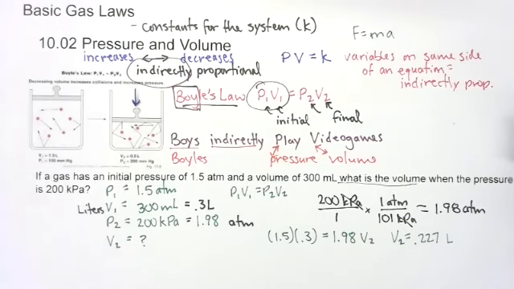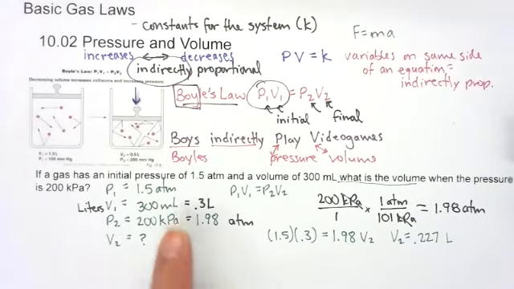So what are our takeaways? We hit our first gas law. We saw that variables on the same side of the equation are indirectly proportional, which means as one goes up, the other goes down. We talked about Boyle's law and a way to remember Boyle's law. And then we worked a sample problem. And we made sure that we noted that your units have to be in the correct form.